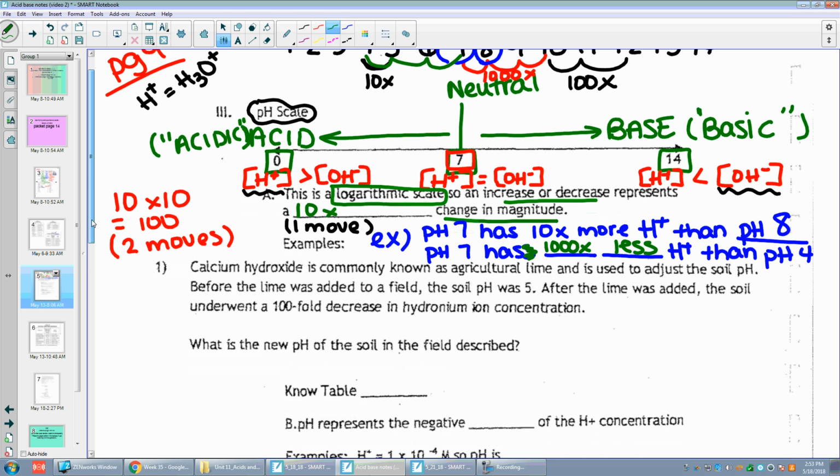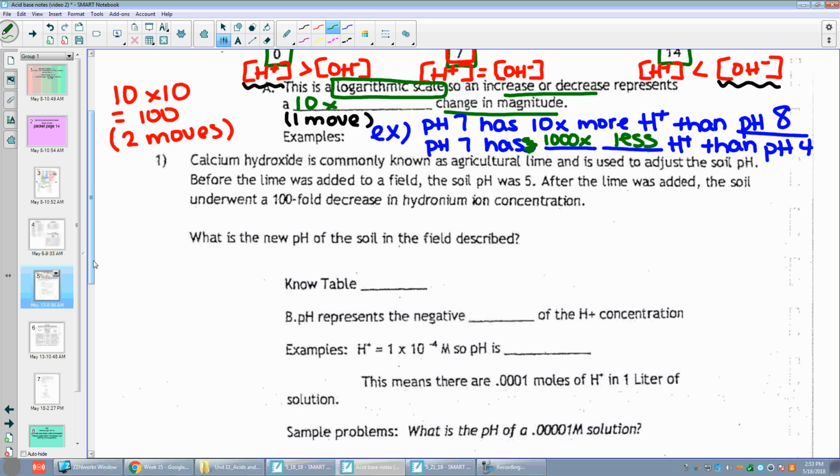Let's look at this example and see if we got it. Calcium hydroxide is commonly known as agricultural lime and is used to adjust the soil pH. Before the lime was added to the field, the soil pH was 5. After the lime was added, the soil underwent a 100-fold decrease in the hydronium ion concentration. They asked me, what is the new pH of the soil in the field? Well, remember, hydronium is H3O+, which is the same thing as H+.